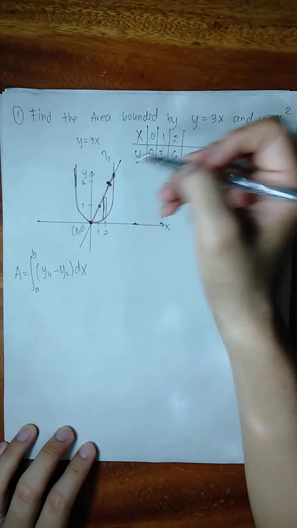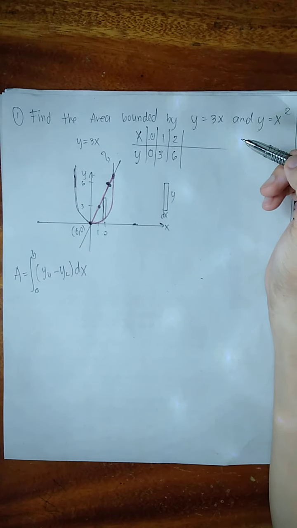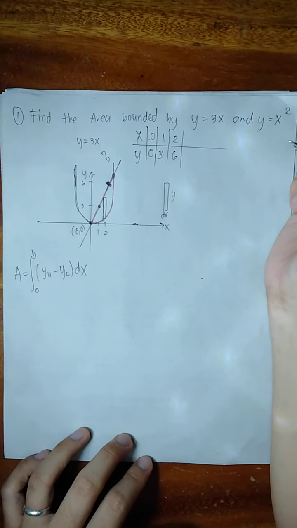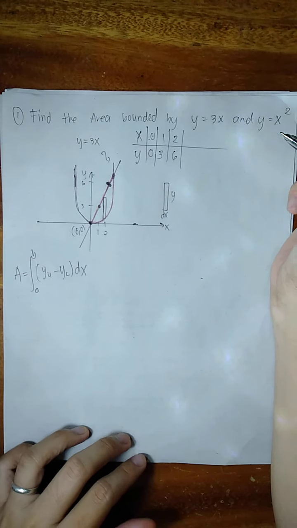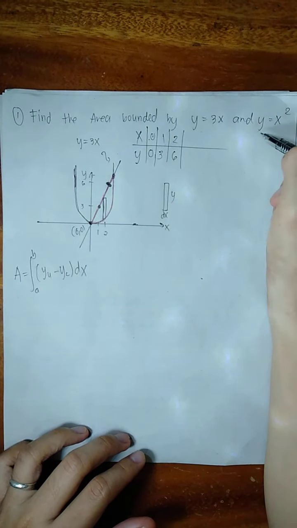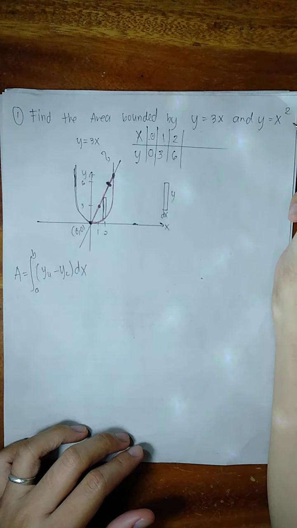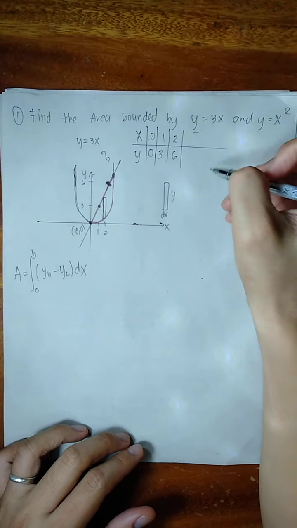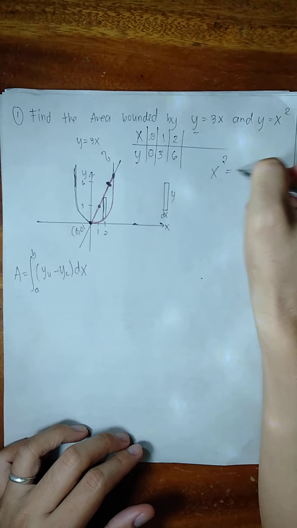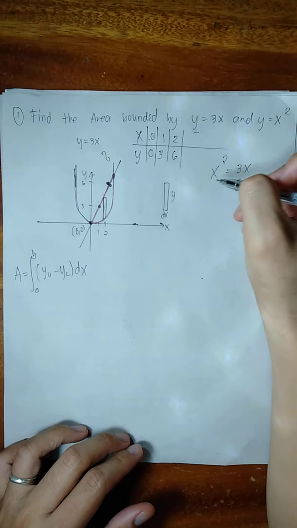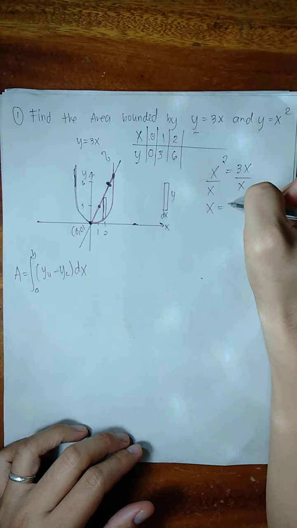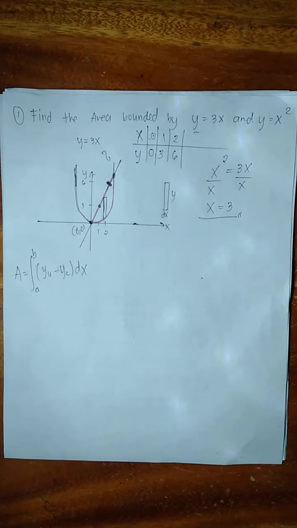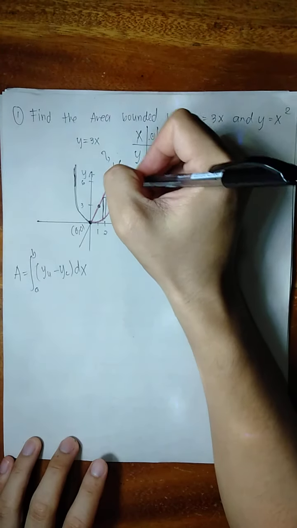How about this one? How do you find this point of intersection? Hindi natin alam yan. So, we solve these two equations simultaneously. Since y is equals to 3x and y is equals to x squared, which means we can replace y here by x squared is equals to 3x. Then, divide both sides by x. So, x is equals to 3. So, it means this intersection is 3.